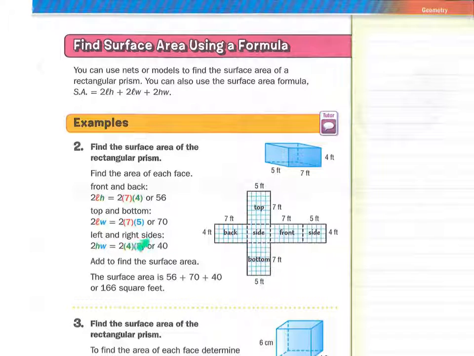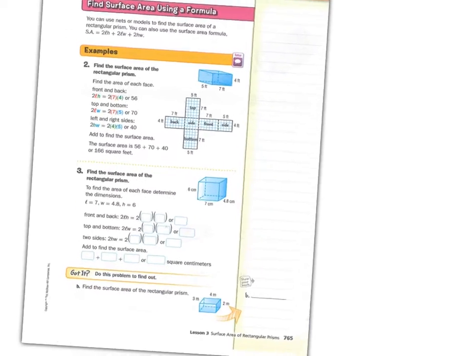And then you have the left and the right sides, which are right here. The sides are 5 times 4. So 2 times 4 times 5, which is 40. You add them all together to get your total surface area. So you add 56 plus 70 plus 40, which is 166. Let's look at another example.